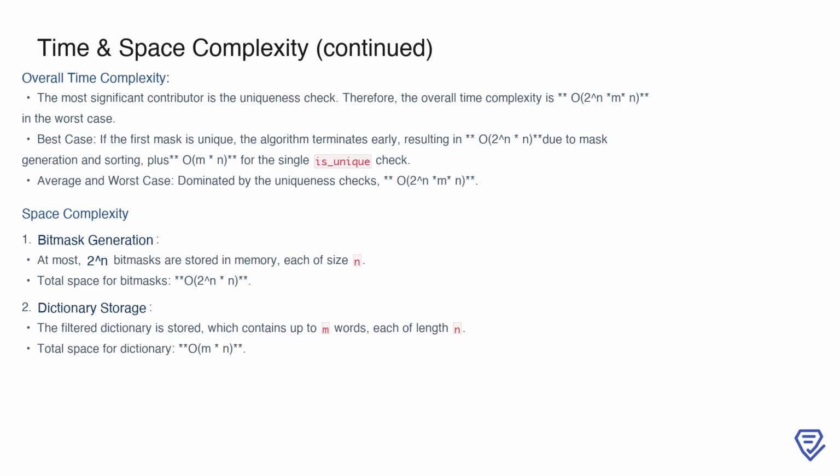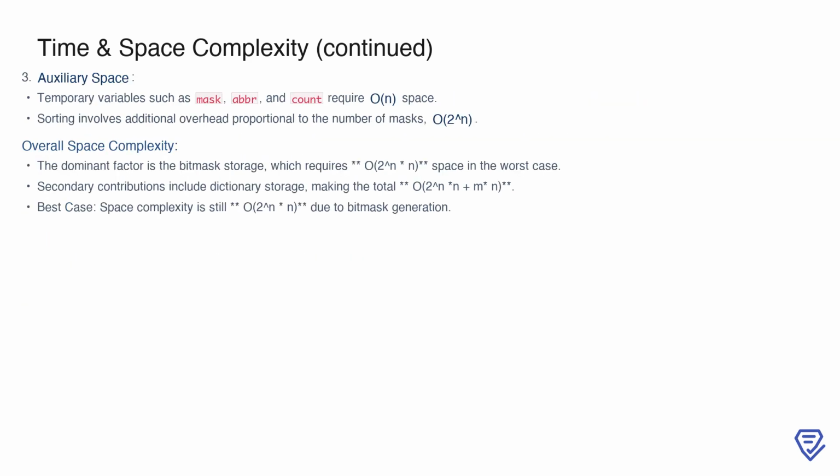Shifting to space complexity, we start with the storage of bit masks. With up to 2 to the power of n bit masks, each of size n, the total space required is 2 to the power of n * n. Additionally, the filtered dictionary requires storage for up to m words of length n, contributing m*n to the space complexity. We also need to account for auxiliary space used during the algorithm. Temporary variables, such as those for masks, abbreviations, and counters, require n space. Sorting introduces additional overhead proportional to the number of masks, which is 2 to the power of n.